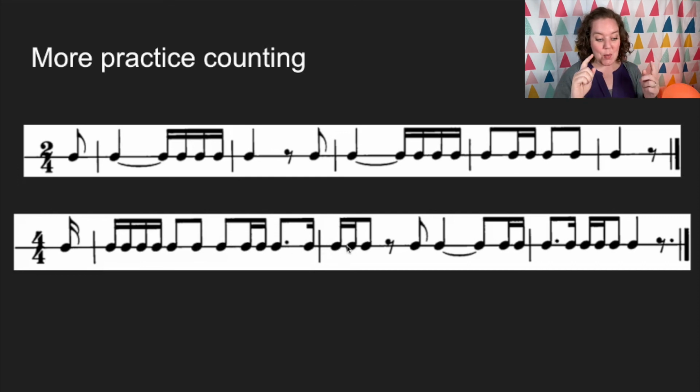Next one, notice these 16ths are flipped. So it's not 1 and, it's 1 E and. Rest on the first half of beat 2, so we're left with the and of 2. 3, which is tied to the first part of 4, so we don't say 4. And another dotted eighth where you're thinking 1 so you know where to put it. 2 E and 3 and rest.